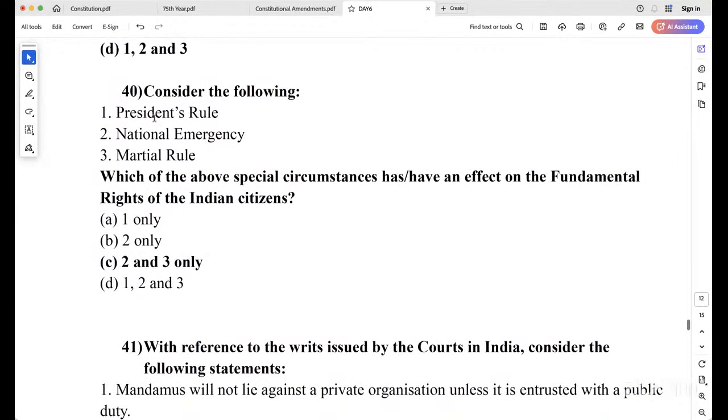Next. Consider the following: President's rule, national emergency, martial rule. Which of the above special circumstances has or have an effect on the fundamental rights of Indian citizens? Okay, under what circumstances will these things get changed? Under President's rule, do we restrict fundamental rights? Why, when do we call it President's rule?